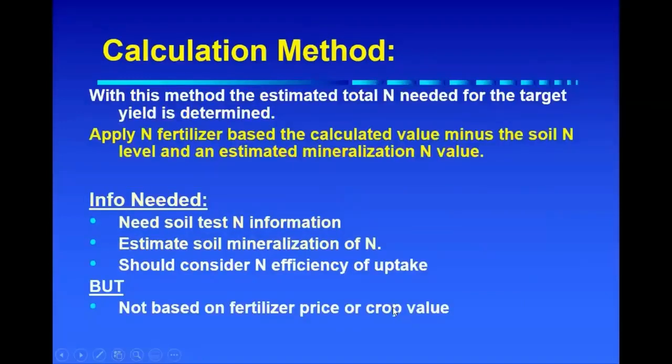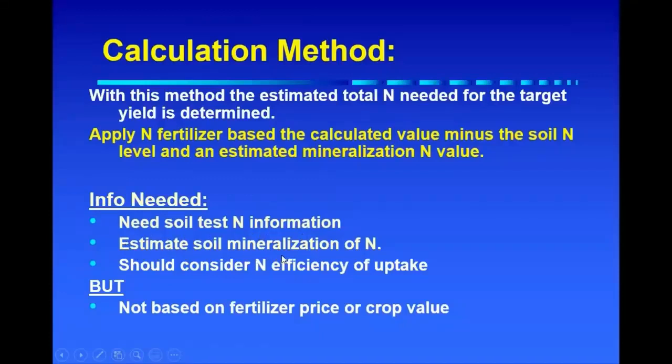Another way that some agronomists will determine nitrogen application is the calculation method, and this is a reasonable way to do it. With this method, you estimate the total nitrogen needed for a target yield of the crop you're working with. You want to apply the amount of nitrogen based on the total requirement, subtract the soil nitrogen level from your soil test, and then the lab will also give you an estimated mineralization value. Subtract those two numbers, and that's the way you apply your nitrogen fertilizer. So you do need soil test nitrogen information.